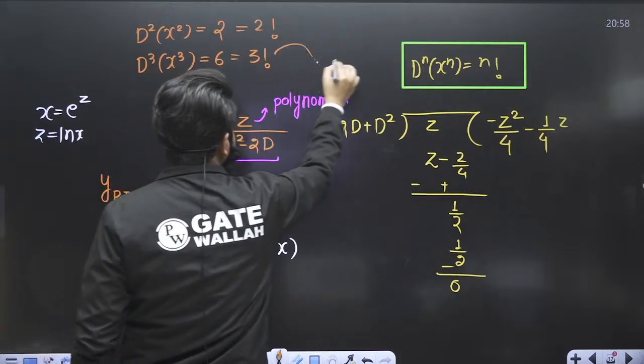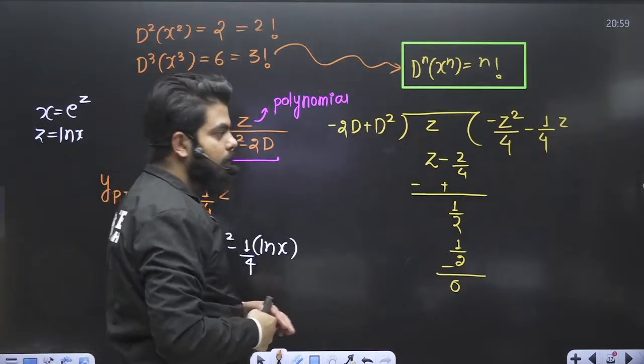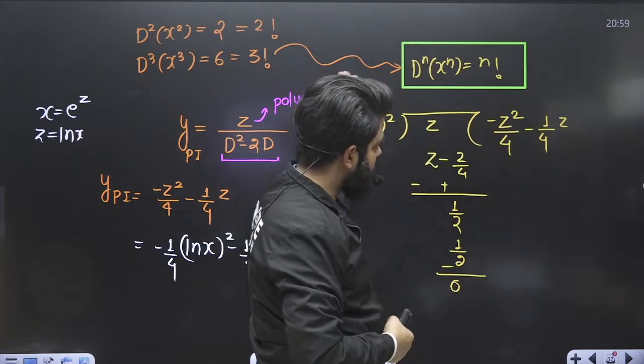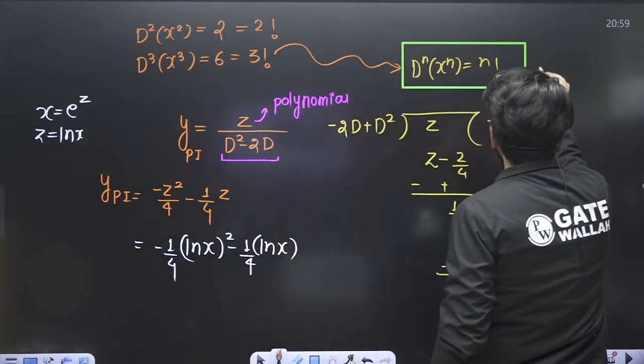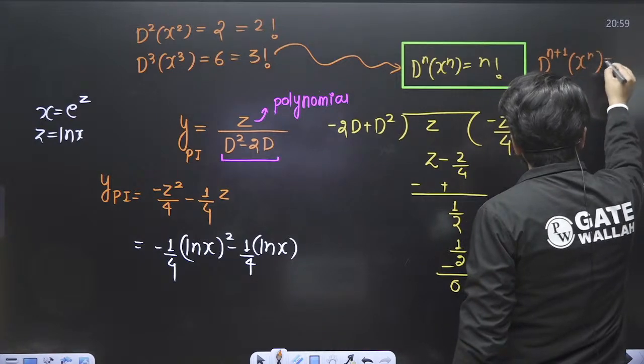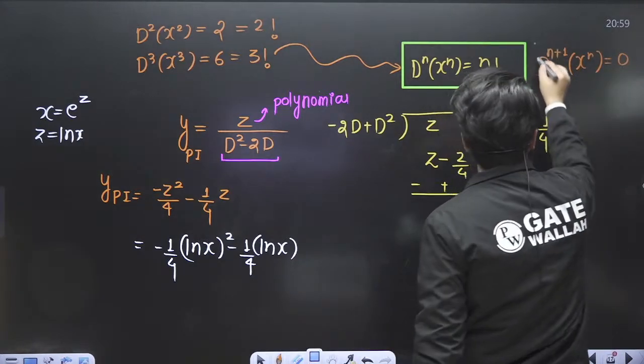So similarly, you can generalize this expression. d square z square will always result in 2 factorial. Similarly, if I differentiate it one more time, you will be getting this answer as 0.